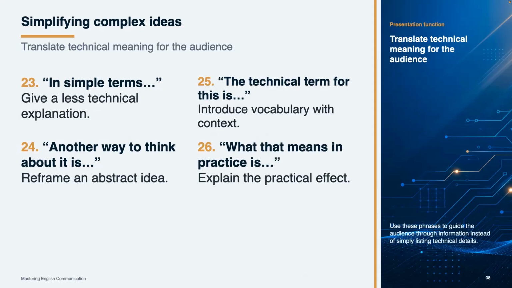The technical term for this is load balancing, which means distributing traffic across several servers. What that means in practice is that users should experience fewer delays during peak periods.